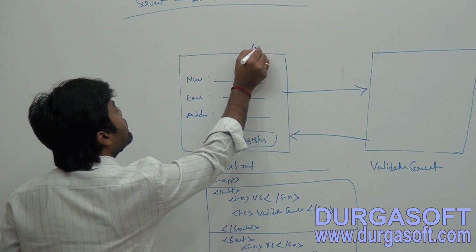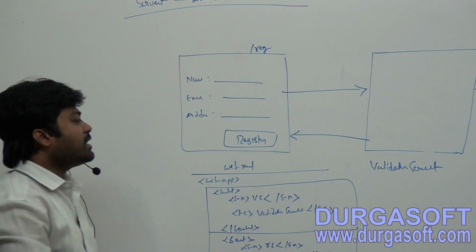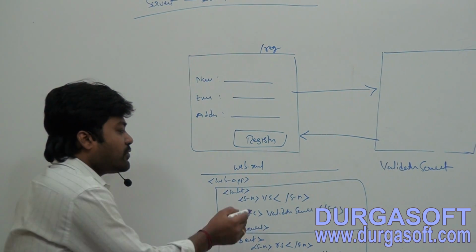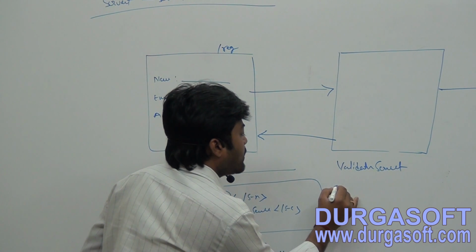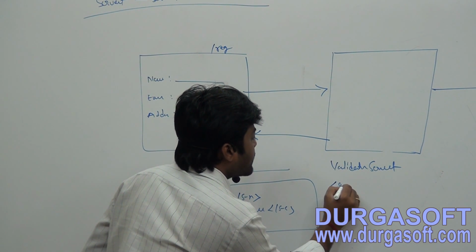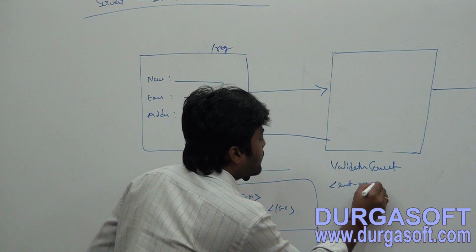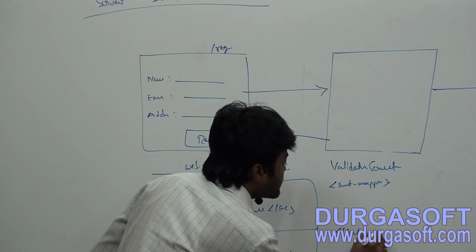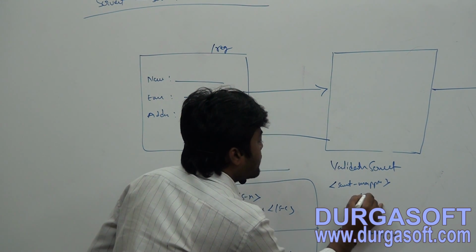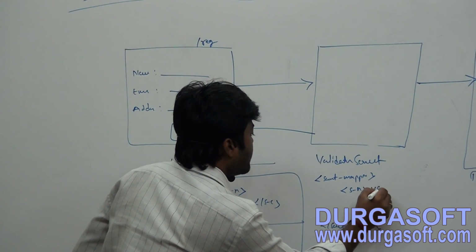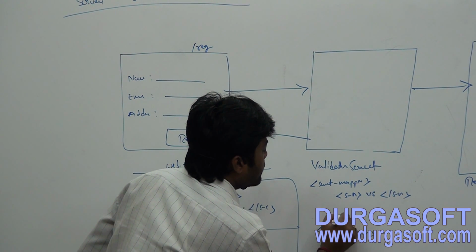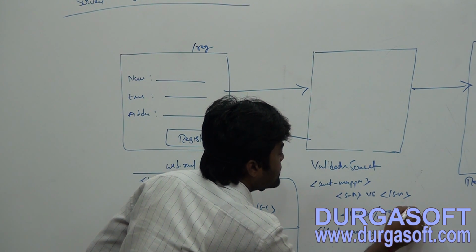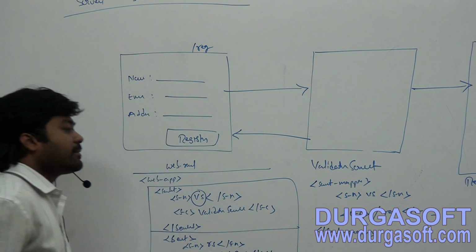So if my action is registered, this registered action, first I need to map it to which servlet? The validation servlet. So the validation servlet reference name is what? VS. Now here you can configure your servlet mappings. In this servlet mapping, whenever I get a request, servlet name validation servlet, URL pattern. When I get the URL pattern registered, then I want to map it to the validation servlet.